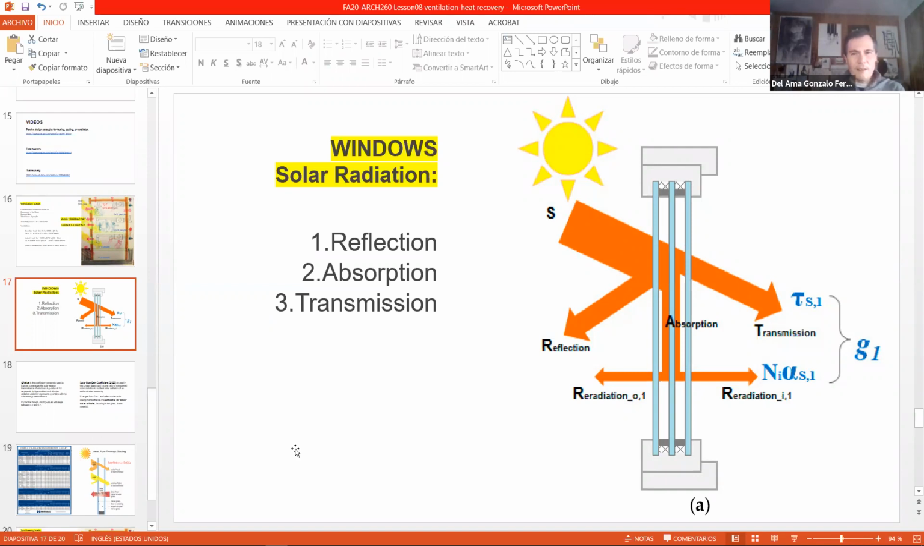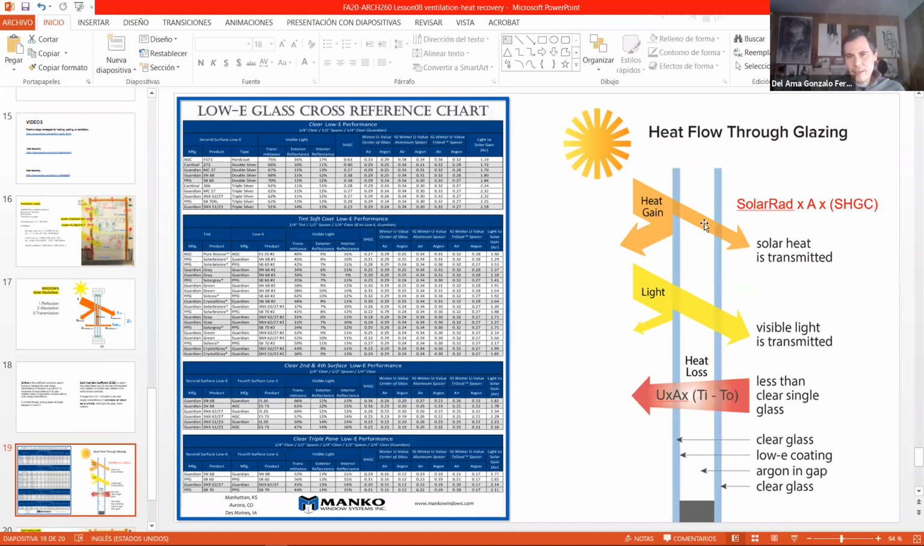Eventually, there will be a balance, okay? So we can gain heat, but at the same time, we are losing some energy through the window. So what's the energy we are losing through the window? It's the U value of the window times the area of the window times indoor temperature minus outdoor temperature. But at the same time, we are gaining heat. Okay, so we need to balance these two figures, the heat that we are gaining and the heat that we are losing.